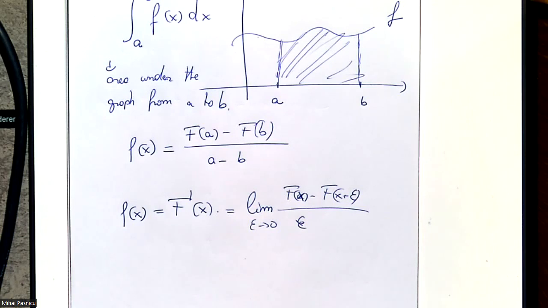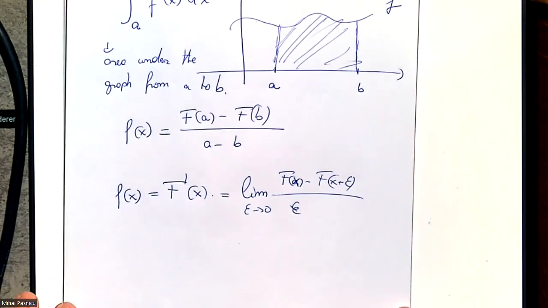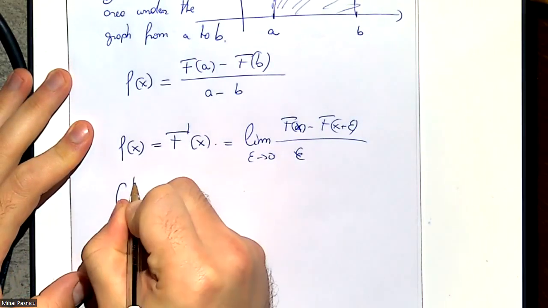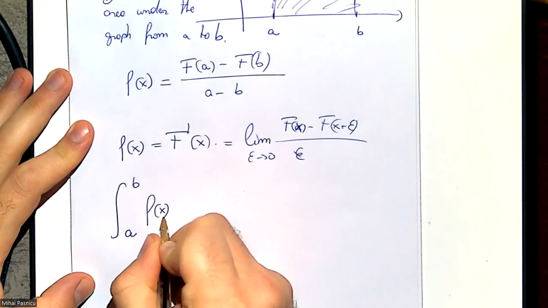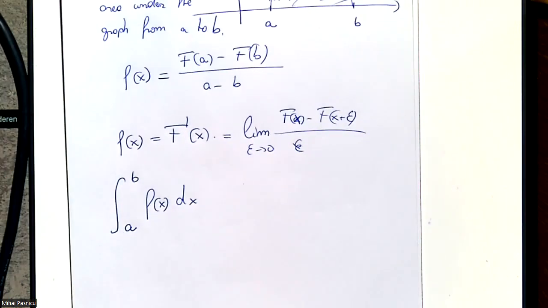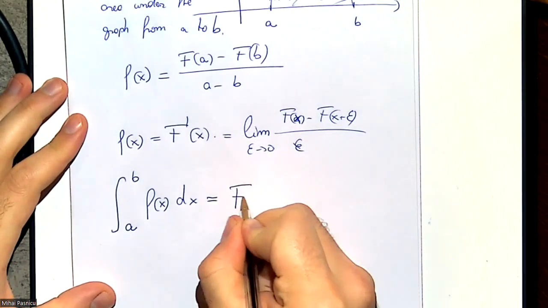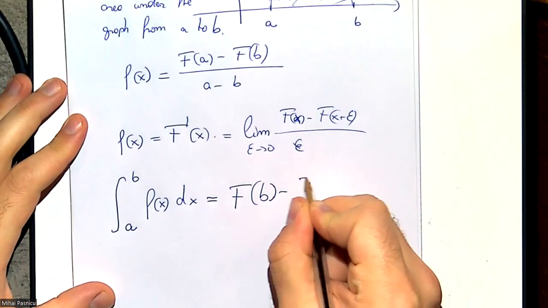From here, you would get the formula, which now the people that phased out should come back for. Everyone is going to use this integral. If you guys are interested in this proof more or whatever, we can talk afterwards. But this is just equal to big F of B minus big F of A.